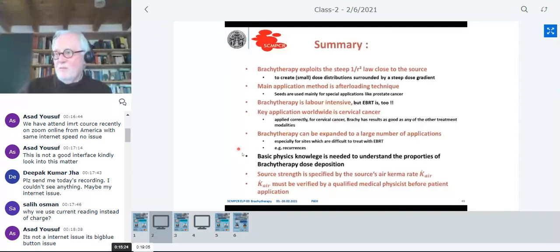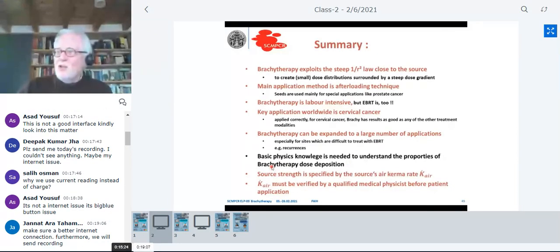Something I'm trying to show you in these two lectures is that you need basic physics knowledge to understand the properties of brachytherapy dose distribution. And if you don't understand them, you can't really judge where the limits are, what things you shouldn't be doing, and what things you shouldn't be calculating with for brachytherapy. Okay, and what I just now spoke about, the source strength is specified by the source's air kerma rate, and it must be verified by a qualified medical physicist before application. So I think that was this.